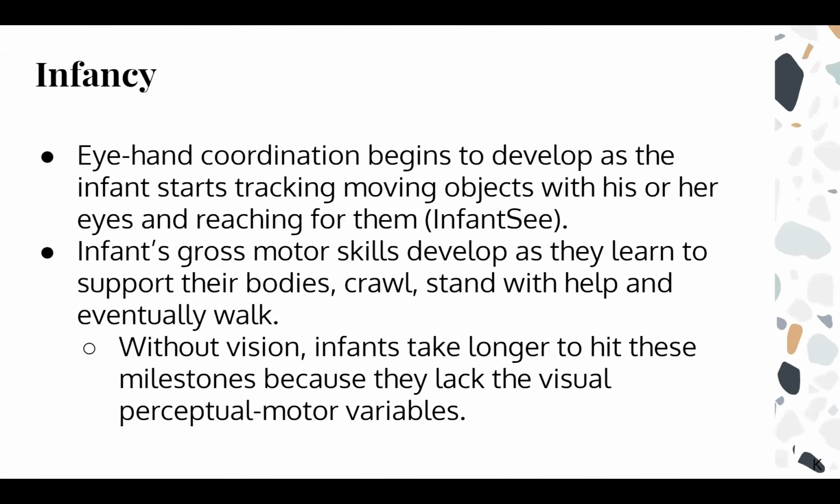Infancy. Eye-hand coordination begins to develop as the infant starts tracking moving objects with his or her eyes and reaching for them. Infants' gross motor skills develop as they learn to support their bodies, crawl, stand with help, and eventually walk. Without vision, infants take longer to hit these milestones because they lack the visual perceptual motor variables.